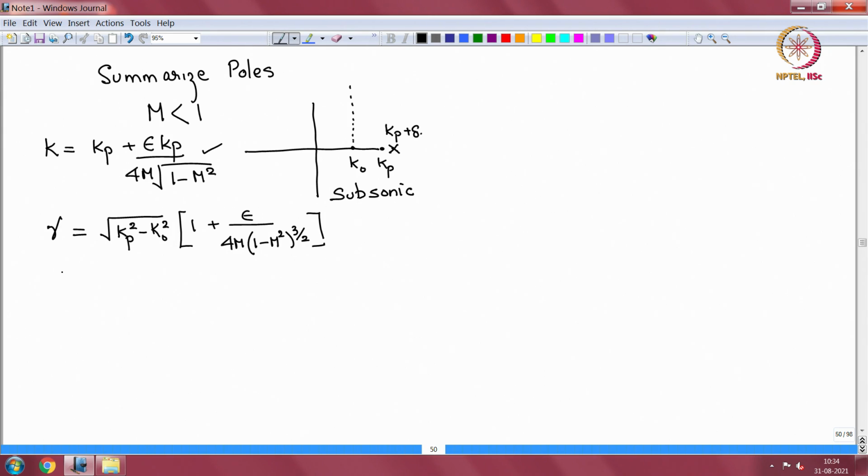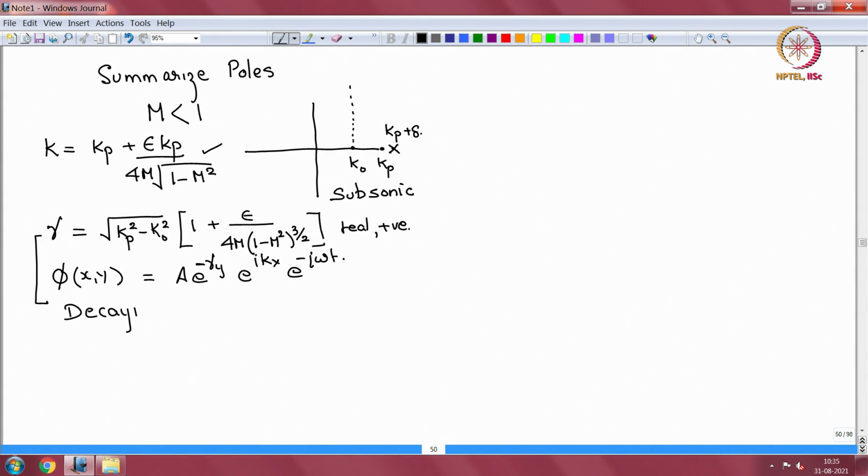If you remember, the phi of x comma y had this form a e to the power of minus gamma y, and e to the power of I kx e to the power of minus I omega t. So we are talking gamma. If gamma is real and positive, it's a decaying field. So this is a decaying sound field in y direction. So this is first.